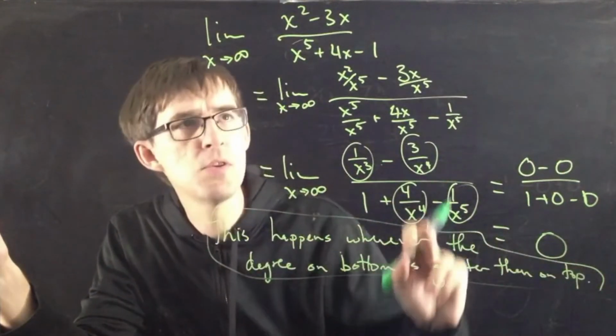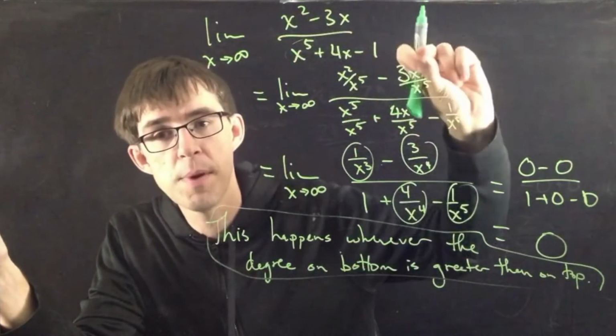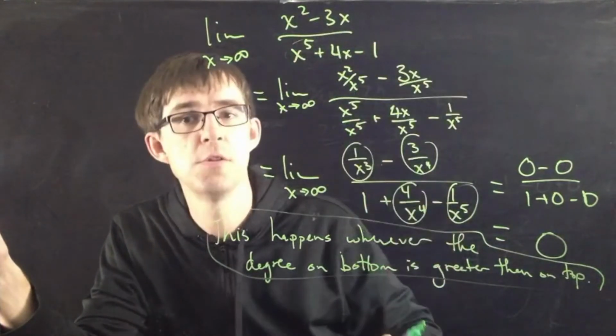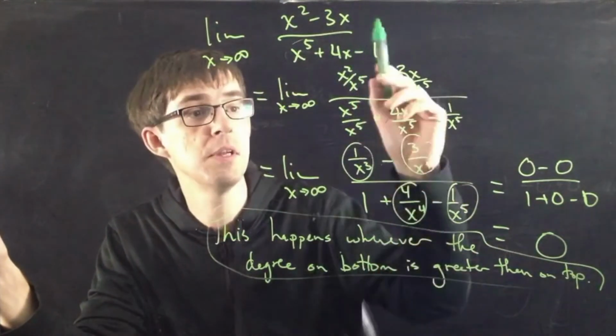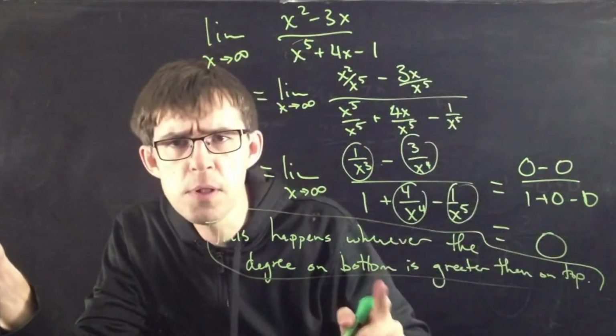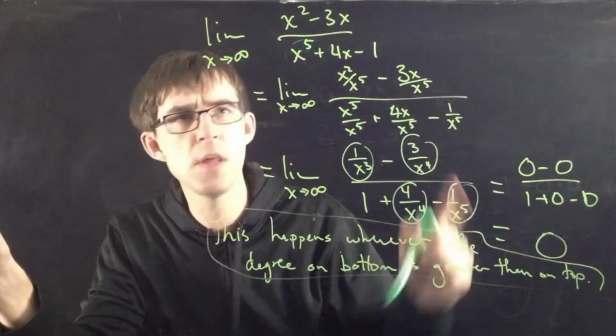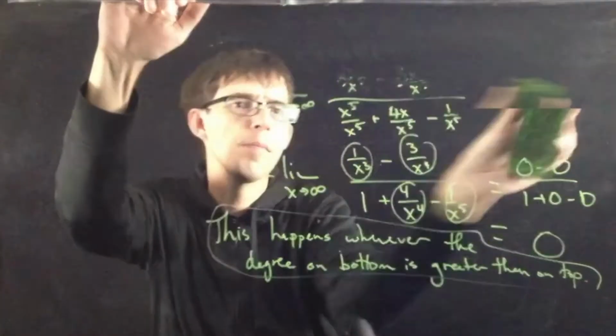This actually means whenever you see something like this, if you look at the 2 degrees and the one on the bottom is greater, you can immediately conclude that the limit is 0. This is a pretty sweet trick because it allows you to just skip all of these intermediate steps. Can we look at what happens if it's the other way around? What if the degree on top is bigger than the degree on bottom? Let's try it.